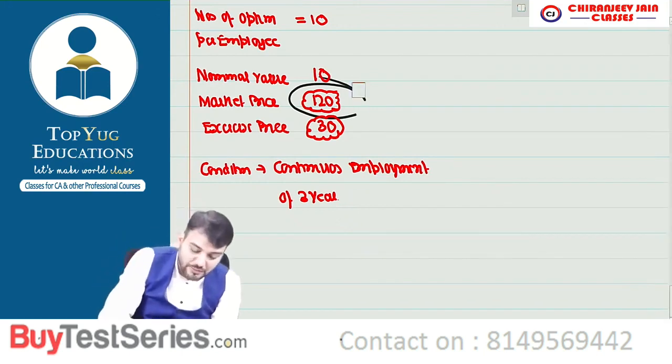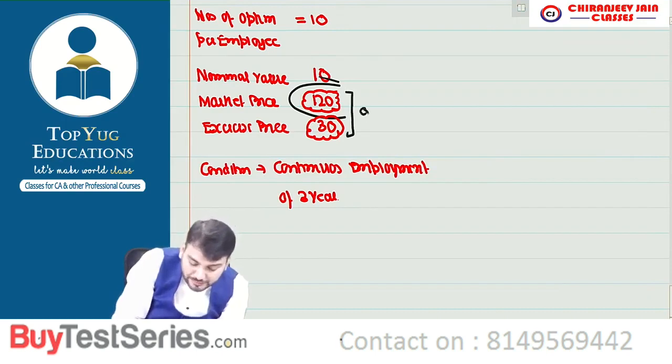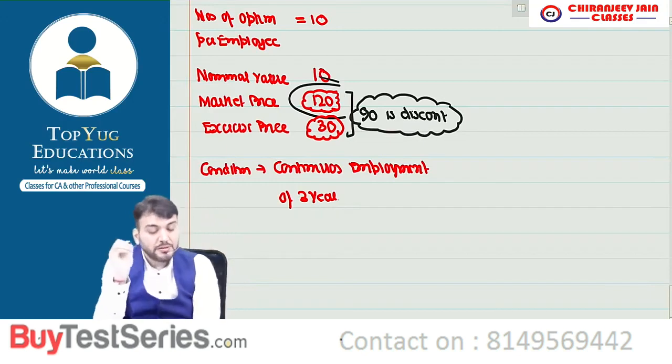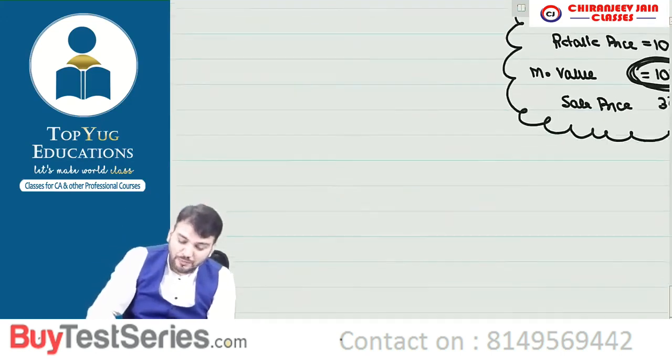तो can I say, जस्ट ट्राई टू अंडरस्टैंड मेरी बात को, can I say this 90 is discount, correct? Bolo. Now let us come to one more example.